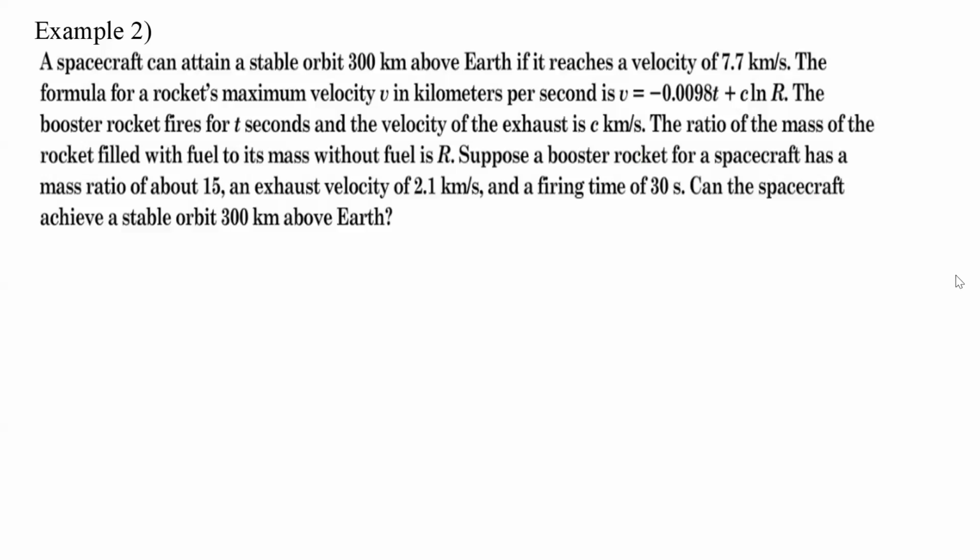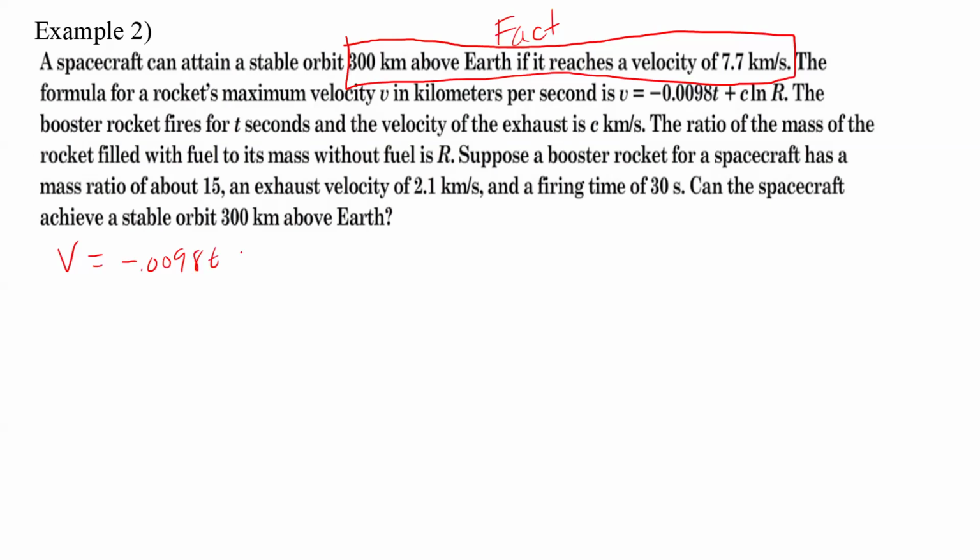Okay, so first thing first, as you read through the problem, how many of you realize that this was just information, like facts? It wasn't going to be used for anything. So this is a fact. Then the next thing it told you was your very, very important formula. So your max velocity for the rocket formula, you have V equals negative 0.098t plus c natural log of r. So from here alone, you should know that there are 3 variables you need. You need a t, you need a c, and you need an r in order to do anything with this.